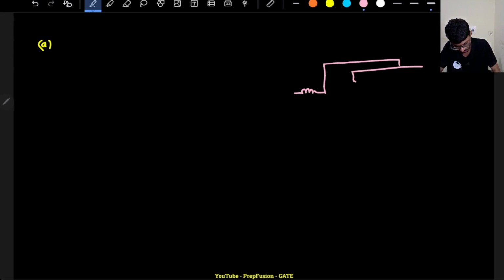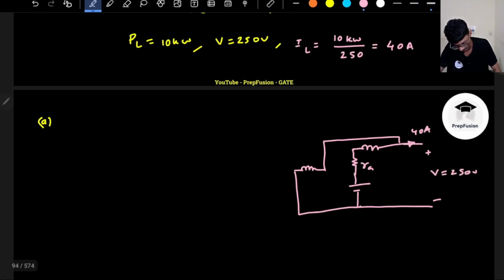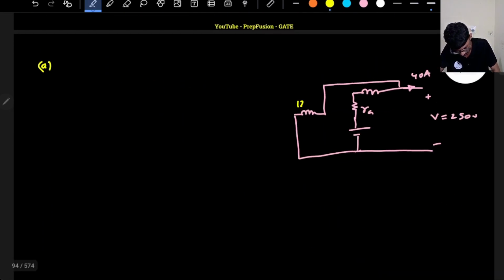This is my RA and this is my generated voltage, correct? And the series field will now be here, only in series with the armature directly, and this will be the terminal voltage, that is 250 volts, and the current here will be 40 amperes, correct? So this same terminal voltage will come across the shunt as well. So what is the shunt resistance? It is 125, right? So shunt resistance is 125 ohm.